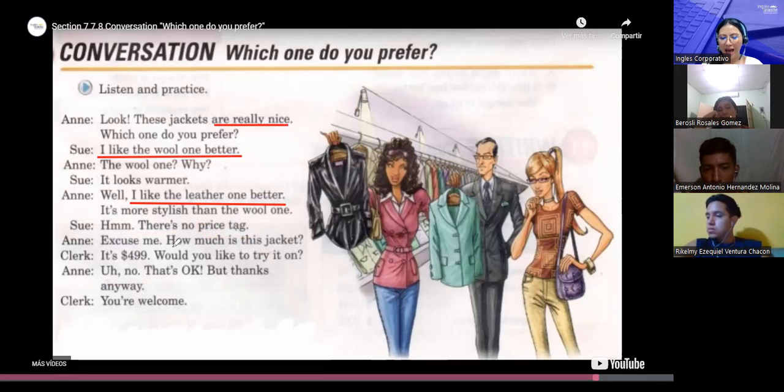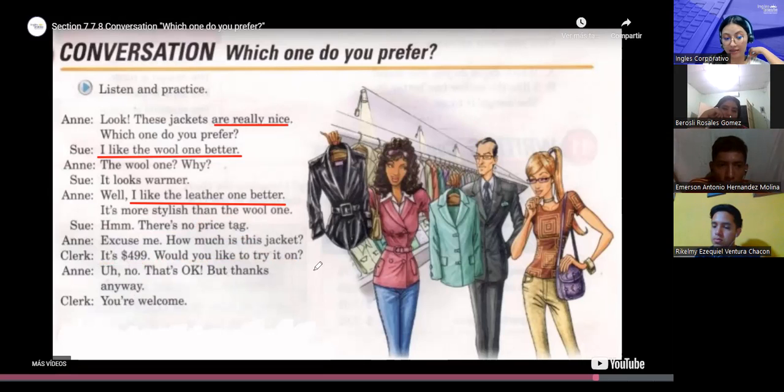Excuse me, how much is this jacket? Le preguntan a quién, al clerk. Excuse me, how much is this jacket? $499. Very expensive. Expensive se dice, bro. Yes, it's very expensive. Would you like to try it on?